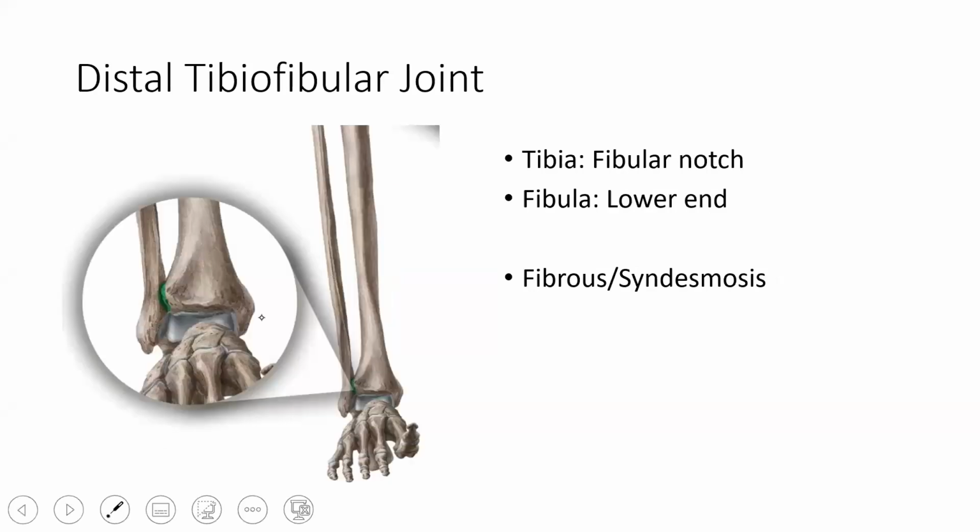Then you have the distal tibiofibular joint at the distal end of the tibia and the fibula. And here you have a syndesmosis or a fibrous joint. These two bones are joined by a ligament.